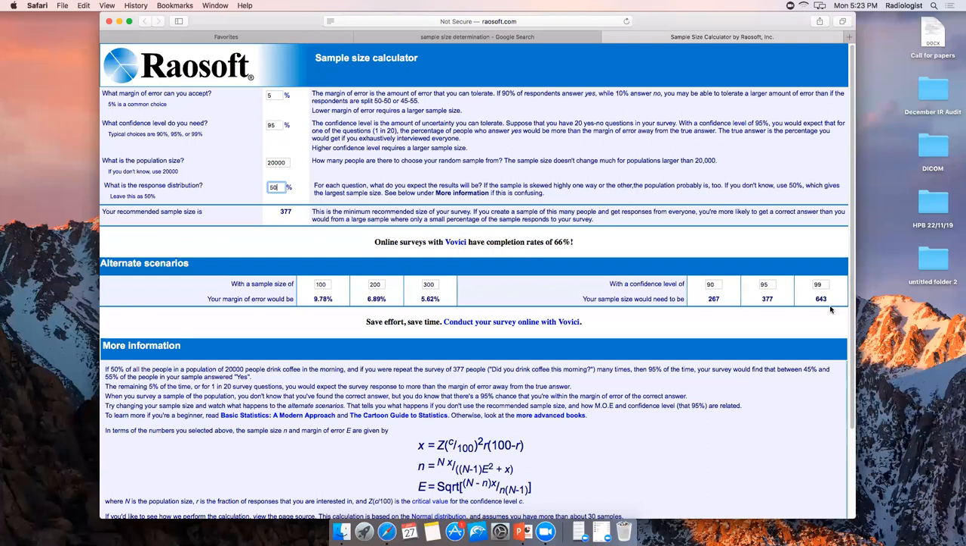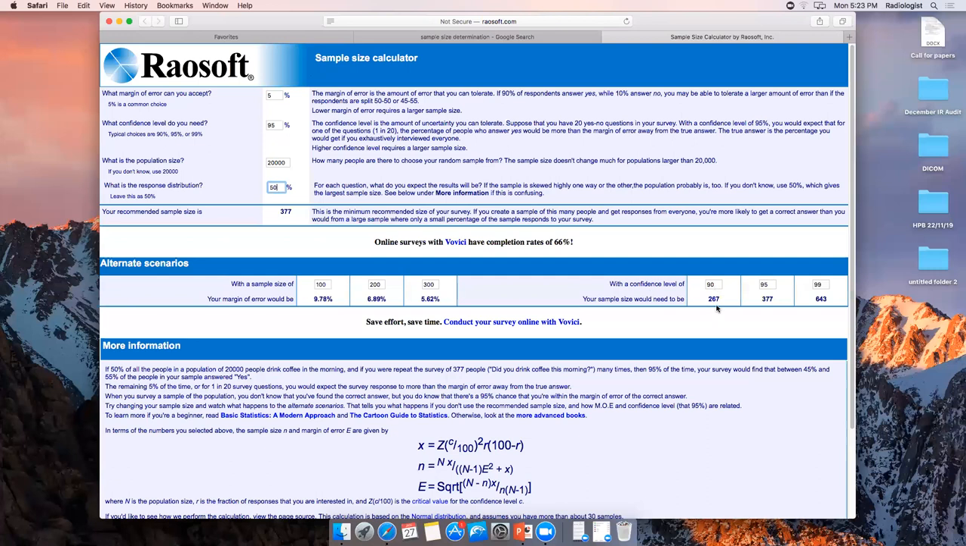Well, you know, you have to decide. Some people are very rich. Some people want to spend a long time in their program. They can choose appropriately. Of course, you notice the less confident you are, the smaller the sample size.